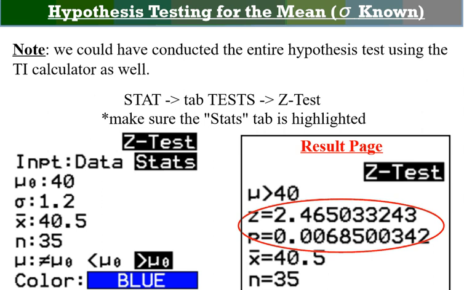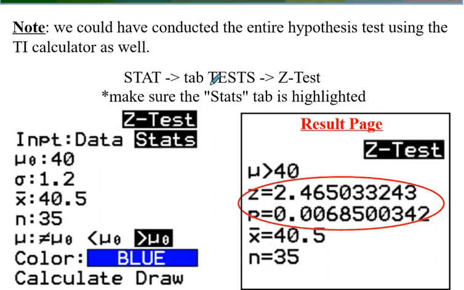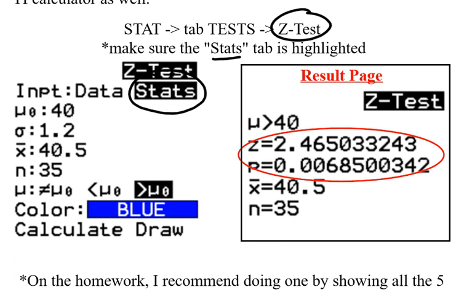Note, you can run this in the calculator as well. You go to stat, you tab over to test, and then you choose z-test. Make sure that you're using the stats item when you're in there. In this case, the null claimed population mean was 40, our standard deviation was 1.2, our sample average was 40.5, our sample size was 35. The type of test that we're running is a right-tailed test. And then you hit enter, and it will give you the following information. There's that p-value 0.0068. That's where the rounding of 0.007 came from.